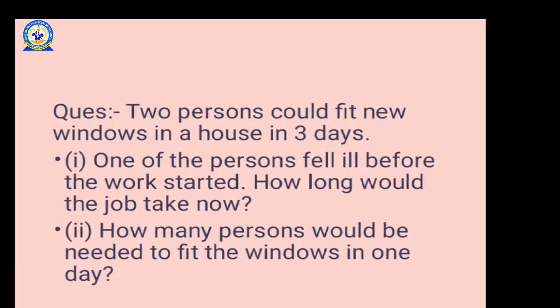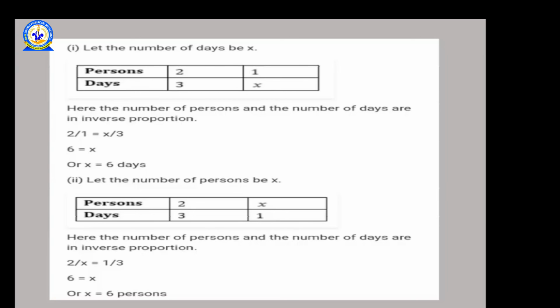Now 1 day I have given to the persons and I ask how many persons you need. For the second part, let us see. Let the number of persons be x. So in inverse proportion, 2 multiplied by 3 is equal to 1 multiplied by x. Again, how many persons do they need?